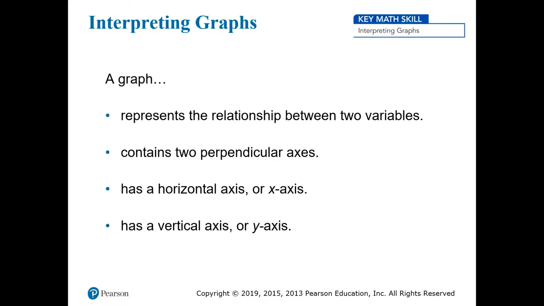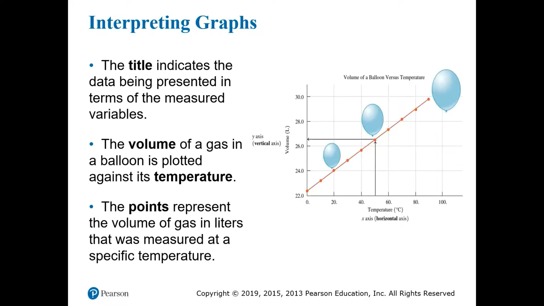Last but not least, you'll need to understand how to interpret graphs. Most graphs that we encounter will represent a relationship between two measured variables plotted on two perpendicular axes. The horizontal or x-axis tells you the value of one variable, and the vertical or y-axis tells you the other. Usually, a graph will have a title that tells you what variables are being shown. If there's no title, the axis labels can help you figure it out.